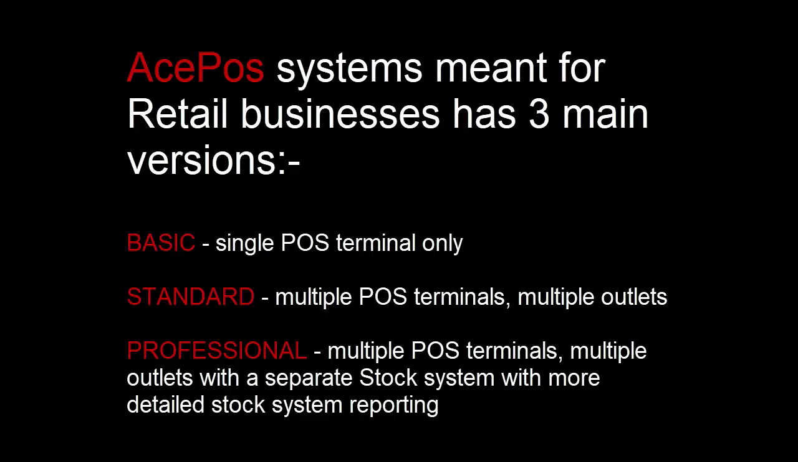The Acepos systems meant for retail businesses has three main versions. Basic version, which is a single POS terminal only. Standard version, which can have multiple POS terminals at one shop and can manage multiple outlets. The professional version, which has multiple POS terminals at one shop and can manage multiple outlets, but added with a separate stock system, which has more detailed reporting on stock.